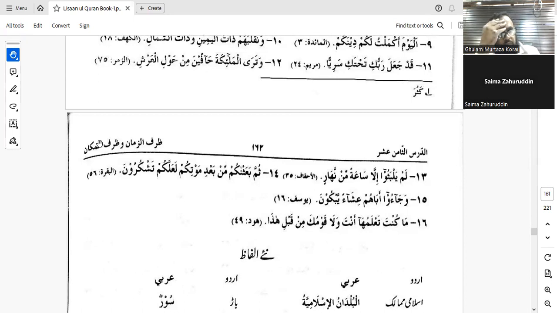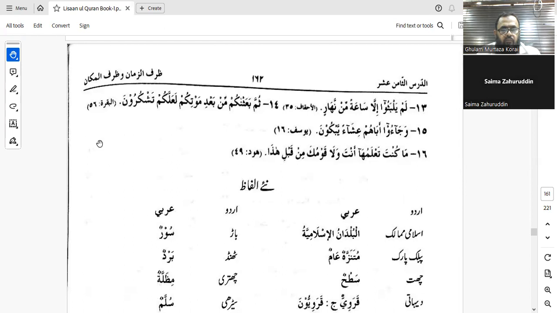وترى الملائكة حافين من حول العرش. So حول is ظرف مكان. لم يلبثوا إلا ساعة من نهار. So ساعة is the ظرف زمان. And نهار again is ظرف زمان. Yes. بعثناكم من بعد موتكم لعلكم تشكرون. So بعد ظرف مكان.